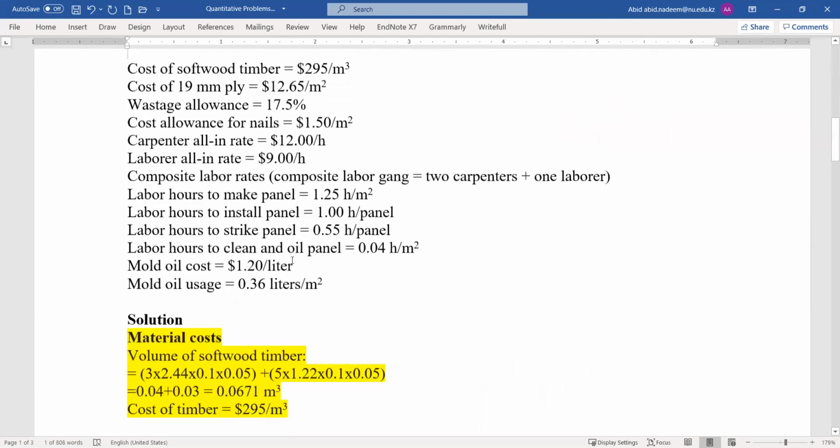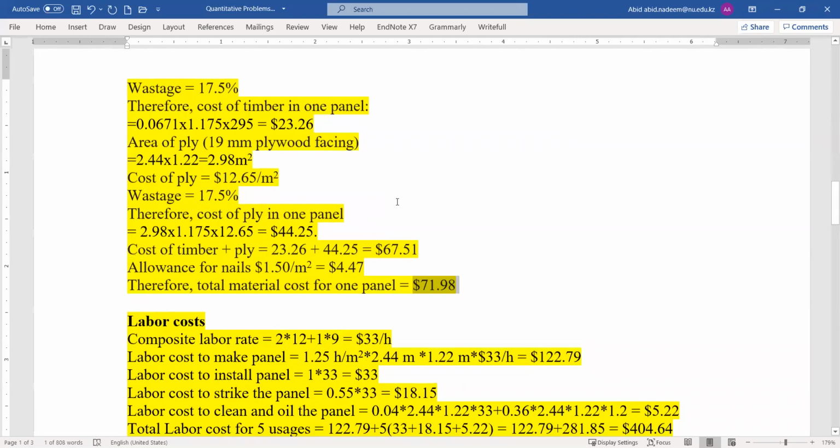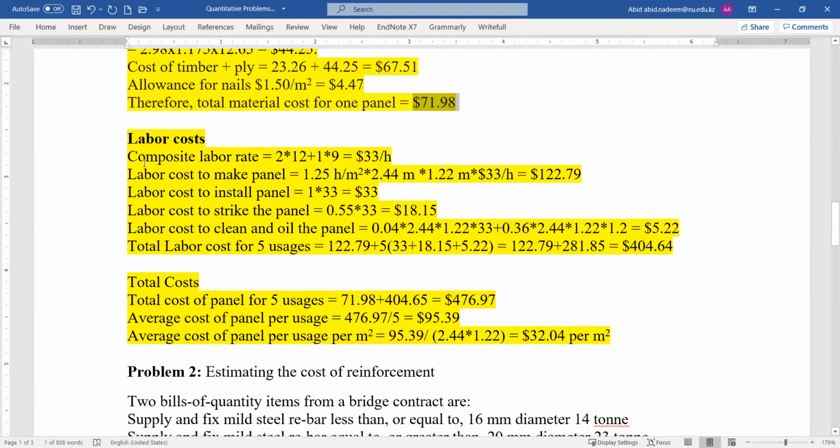labor cost. So for the labor, we need the labor hours needed. So let's see how the labor cost is calculated. The composite labor rate is $33 per hour. It is because $12 per hour was the rate for the carpenter. So two carpenters were needed, which means we will multiply by two. And $9 per hour was for the labor. Since one labor was needed, that is multiplied by one. If we add these two, the total composite rate is $33 per hour.